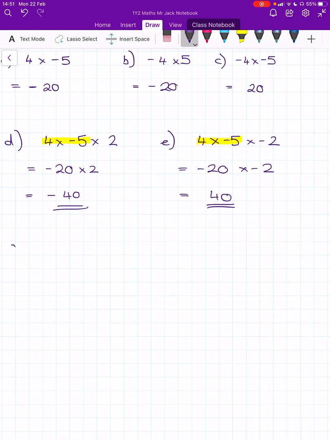Last possible variation. Negative 4 times negative 5 times negative 2. Let's have a look and see what happens. Again, let's deal with this first bit of the calculation first. Then we'll deal with the next bit. What's negative 4 times negative 5? Two negatives multiplying together gives me a positive answer. 4 times 5 is 20, so that's 20 times negative 2. Now I've got a positive multiplying a negative, two different signs, so that's going to give me a negative answer. And I know that 2 times 20 is 40.